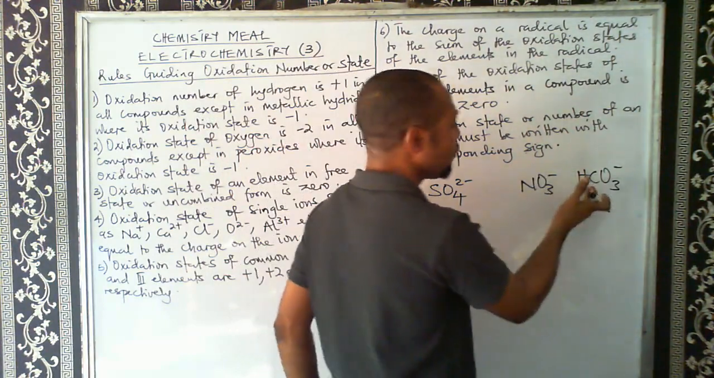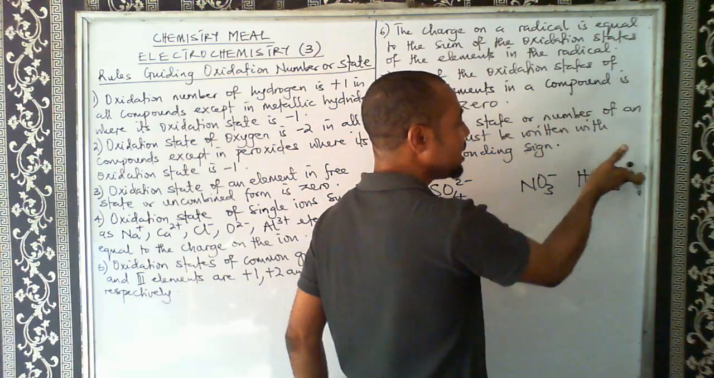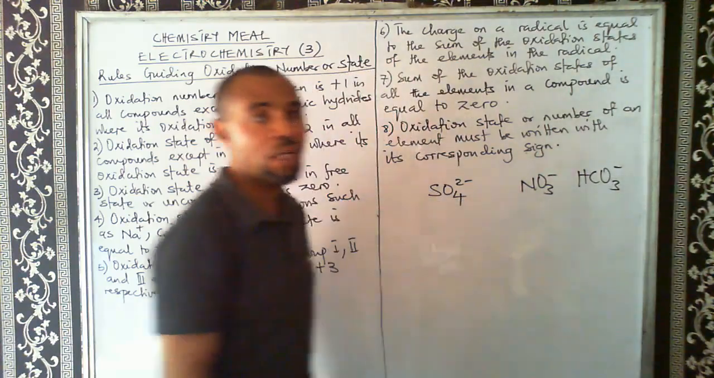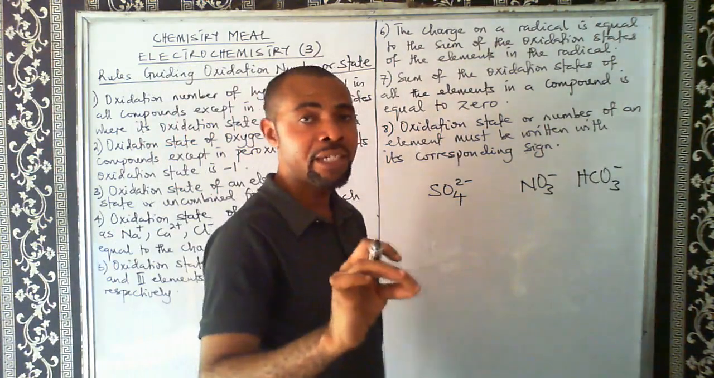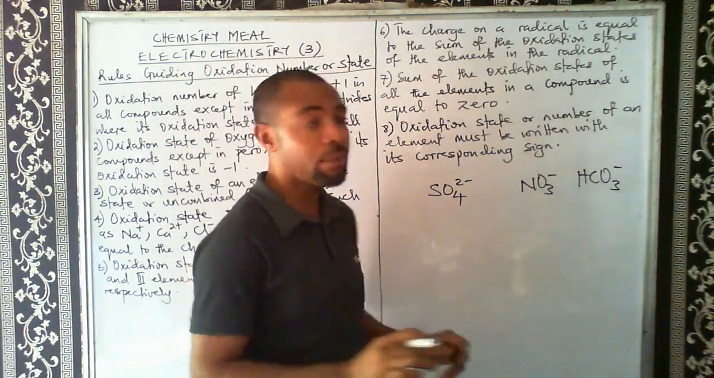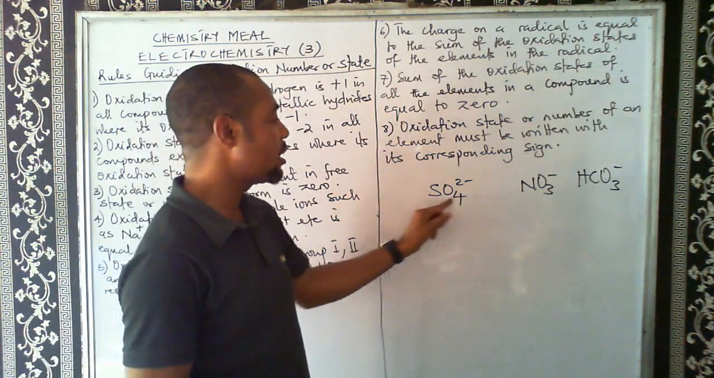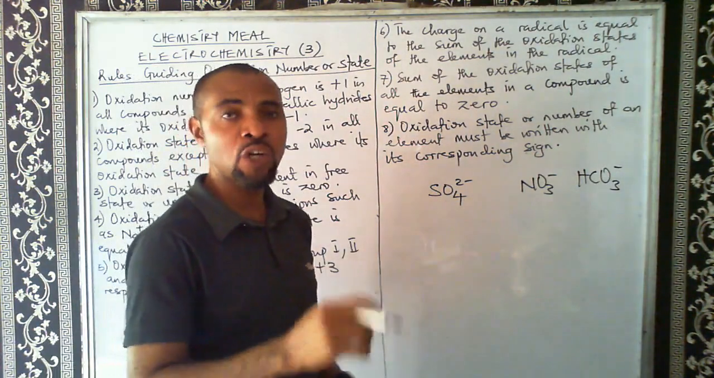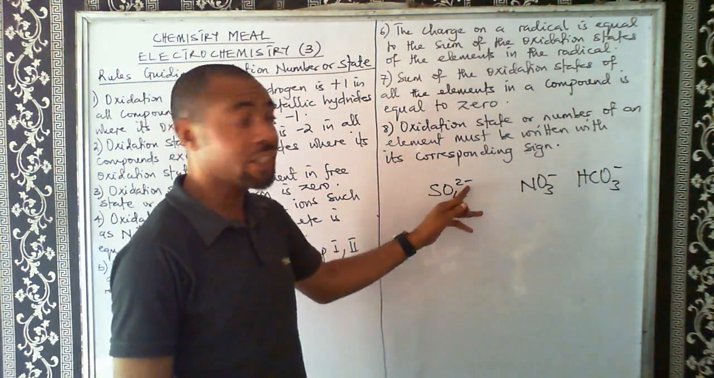The oxidation state of hydrogen plus that of carbon and that of oxygen will give us this charge, which is -1. So when we are trying to find the oxidation state of an element in a radical, this particular rule number 6 will play an important role. So the sum of the oxidation states of the constituent elements in a radical will give us the charge on the what?